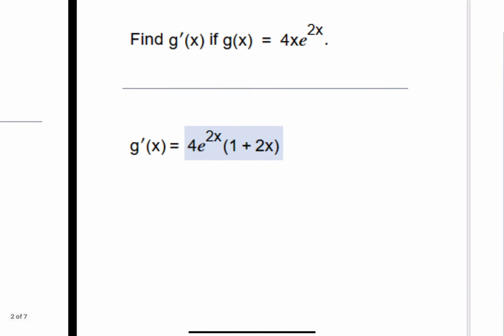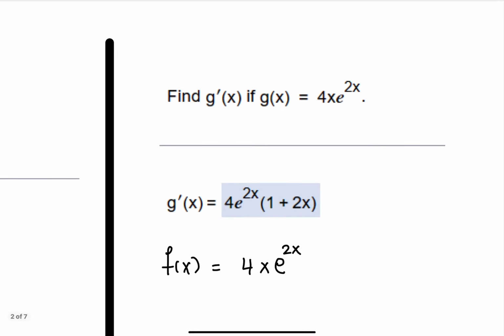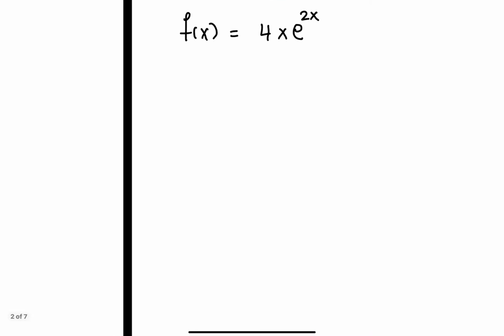What is this? This is 4x e to the power 2x. So let me rewrite this one. I have the function f of x is equal to 4x e to the power 2x. Is that right? Yes. Now, here, I have more than one differentiation. If you look closely, this is 4x. And here, this is another function, e to the power 2x. So these are two functions.